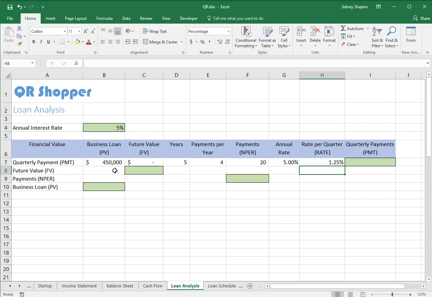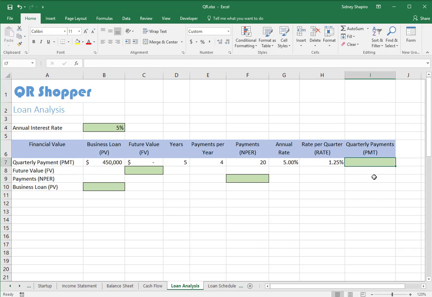So for example, we're borrowing $450,000. If we only have to pay back $400,000, then this would be $50,000. But right now it's 0 because we're going to pay off everything when we get to the end of the loan. We're going to borrow it for 5 years, and we're going to make 4 payments per year. The total number of payments is going to be 20, which is basically 5 times 4.